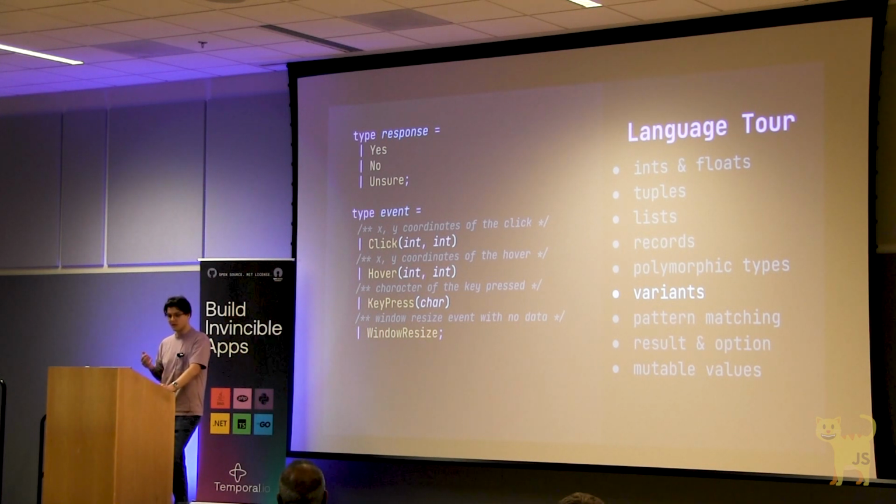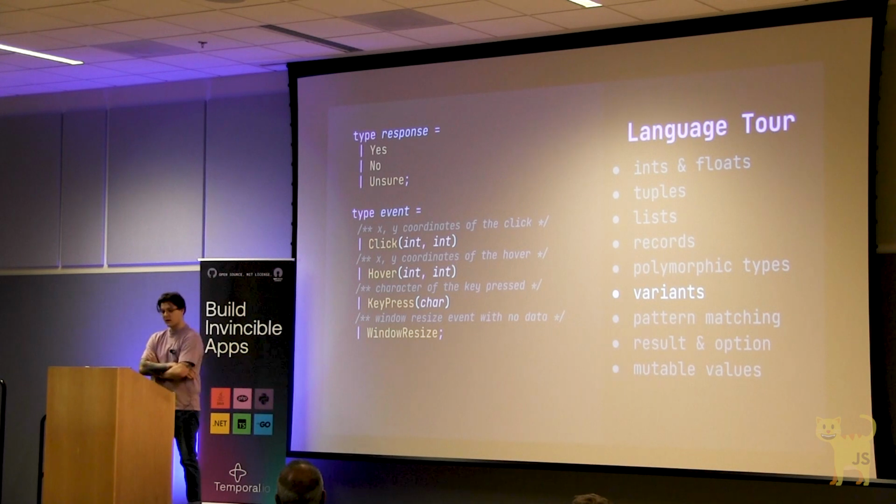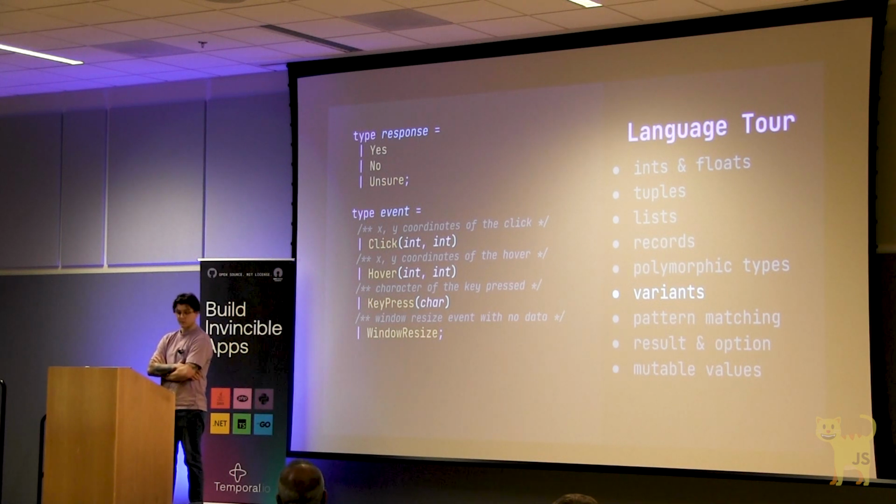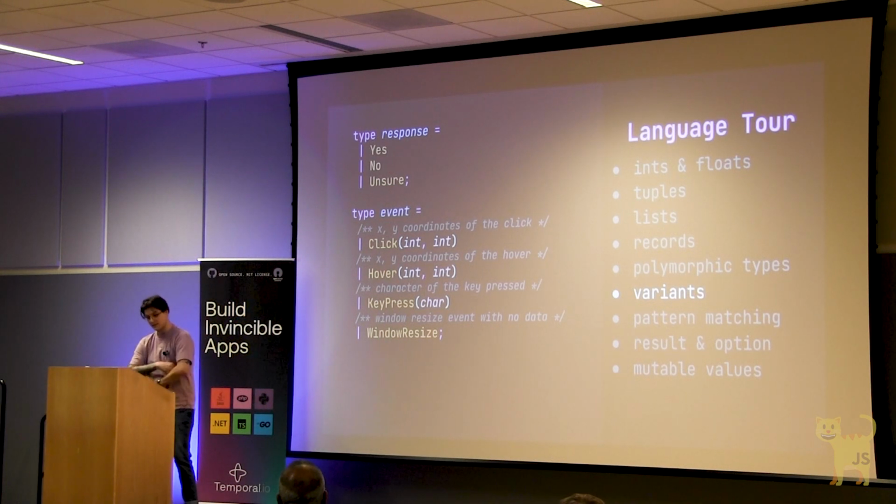Or maybe we have a DOM event type in our browser where we have four different constructors, right? The different members of a variant are called constructors. Constructors can also hold or carry data. So let's say we have a click event that holds maybe the X, Y coordinate of where a user clicked, or a hover event, or maybe a key press that holds the character that was pressed, or we can even have data-less constructors, maybe for a window resize.